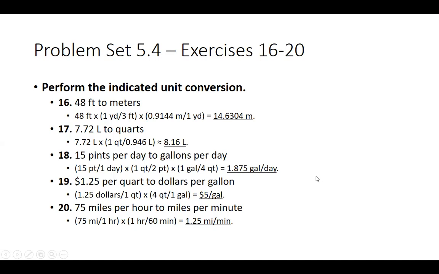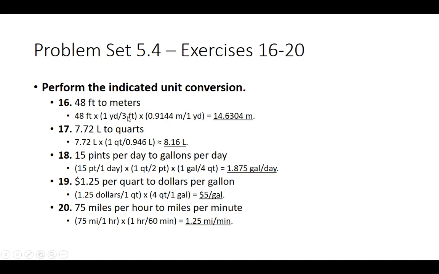In number 16, we want to go 48 feet to meters. We're going from US customary to SI. The conversion factor we have with SI and US customary when it comes to distance is this 0.9144 meters per yard. That means we need to get our feet into yards first before we could use it.